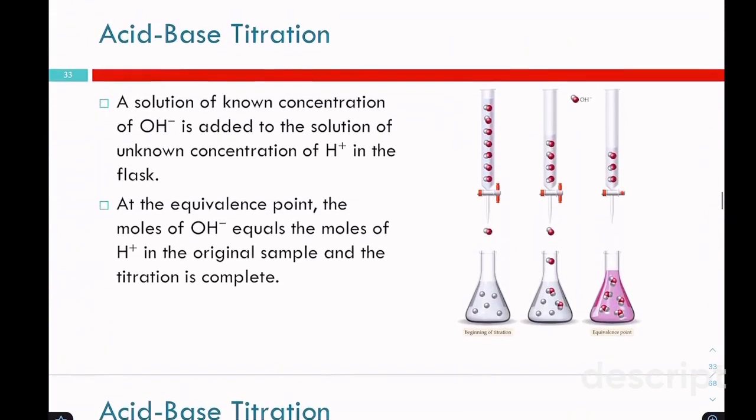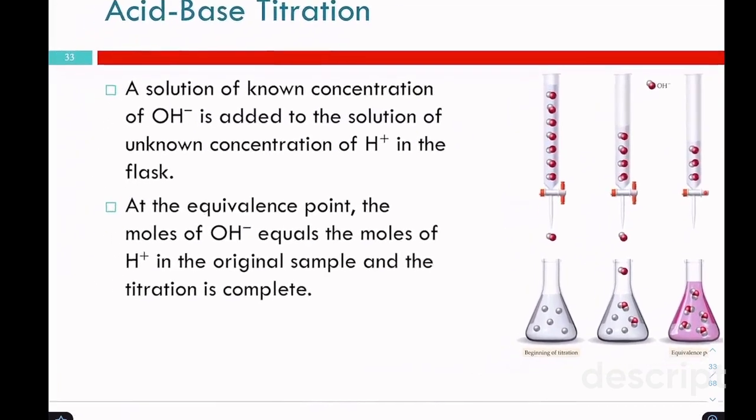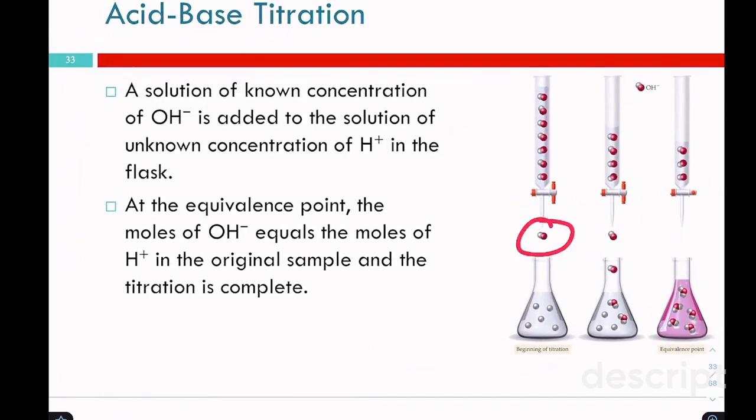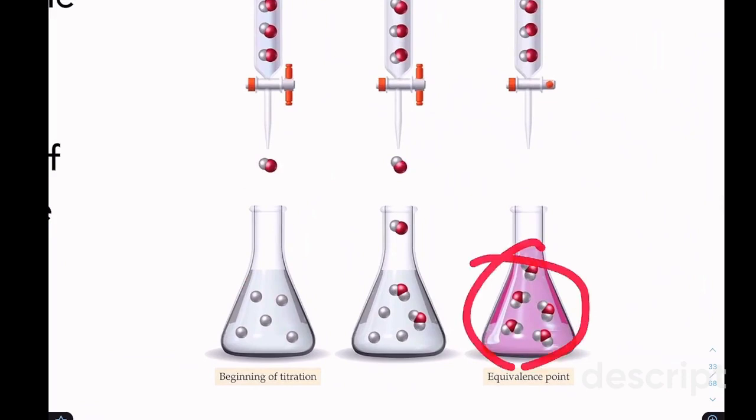So in this type of titration, we would add a solution of a known concentration of hydroxide, OH minus. For you guys, that will be provided, and you'll know that it's exactly this concentration. And then as you add hydroxide to your unknown, those hydroxides are going to react with the hydrogens in the solution. For every hydroxide you add, it will neutralize one hydrogen until all of them are neutralized.